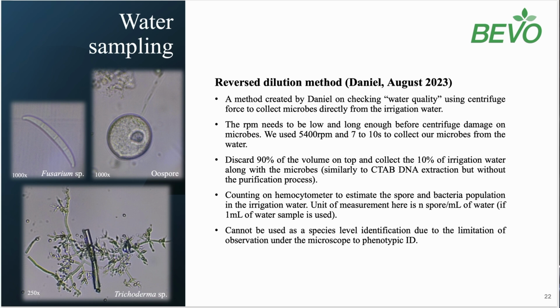It's a method created by me to check water quality using centrifuge force. Remember at one of the slides I mentioned that the bacterial cell has density and mass? This is why we need this centrifuge force to collect them. So we spin them at 5,400 RPM for 7 to 10 seconds to collect all the microbes from the water. And then we discard 90% of the top surface of the water.